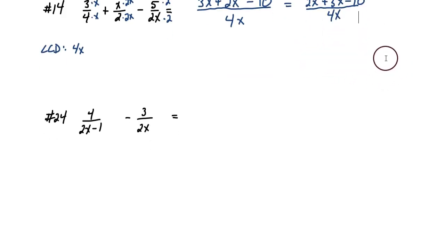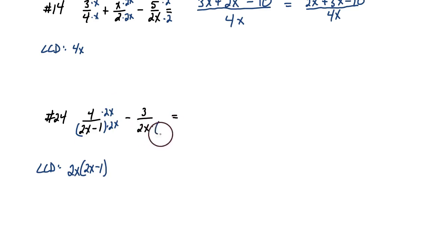Number 24, we need our lowest common denominator. This is 2x minus 1. This is 2x. The lowest common denominator would have both of those factors. It would have 2x times 2x minus 1. So we can turn this into that denominator if we times it by 2x and in the top. And we can turn this into the common denominator if we times it by 2x minus 1 and in the top. Let's rewrite. 4 times 2x is 8x.